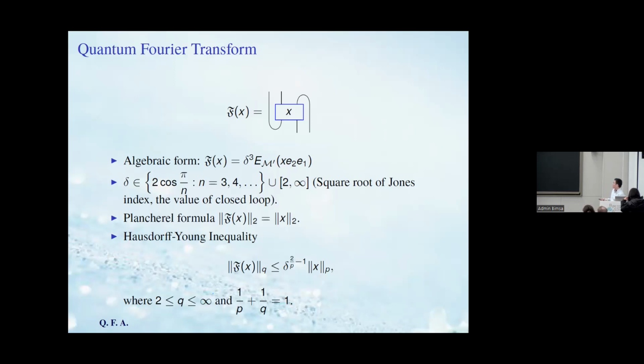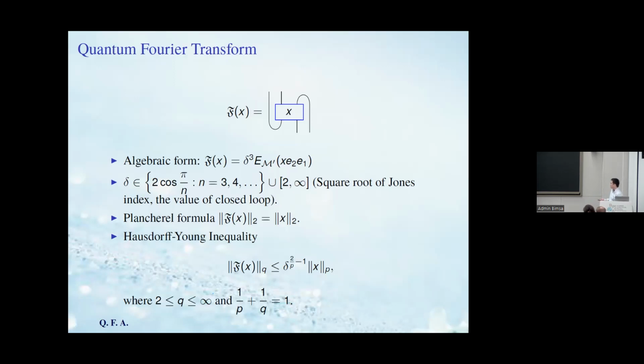And this is for numbers less than or equal to 2. But for numbers greater than or equal to 2, it takes all values. So this is completely different from the classical case. Okay. So this delta squared is the Jones index. And this also has a topological meaning. It is the value of the closed loop. For this Fourier transform, we also have the Plancherel formula.